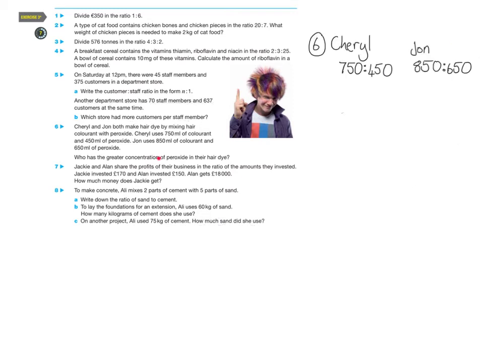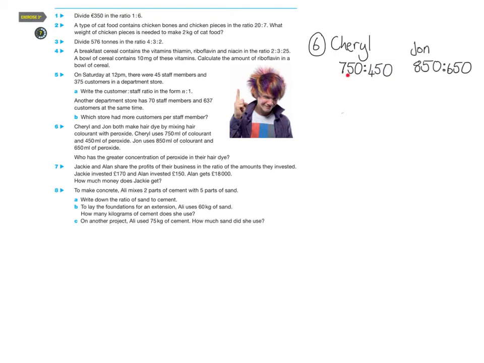One of the problems with giving mathematicians word questions is sometimes what they write doesn't really make sense. So question 6: Cheryl and John both make hair dye by mixing hair colorant with peroxide. Cheryl uses that much colorant and that much peroxide, but John uses different amounts of colorant and peroxide. Who has a greater concentration of peroxide in their hair dye?